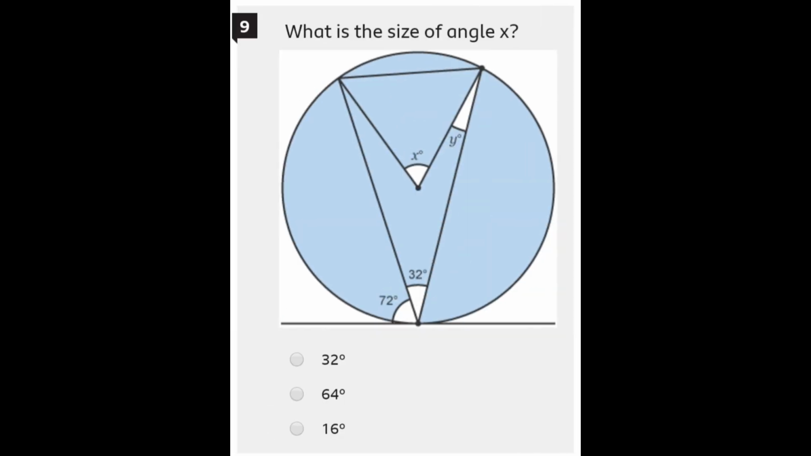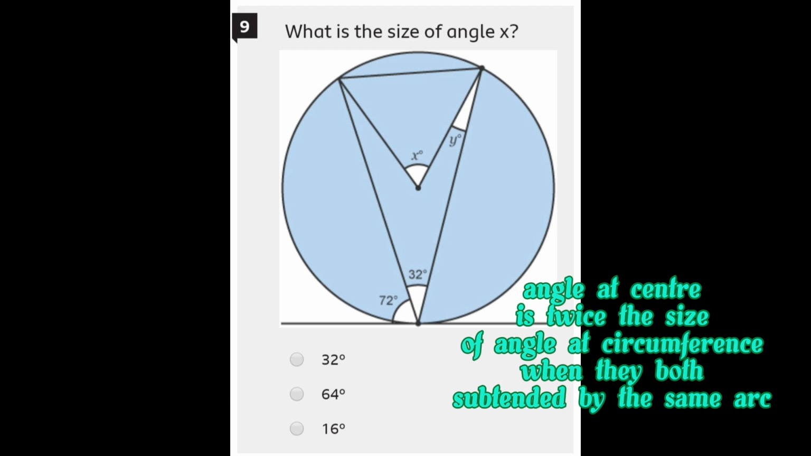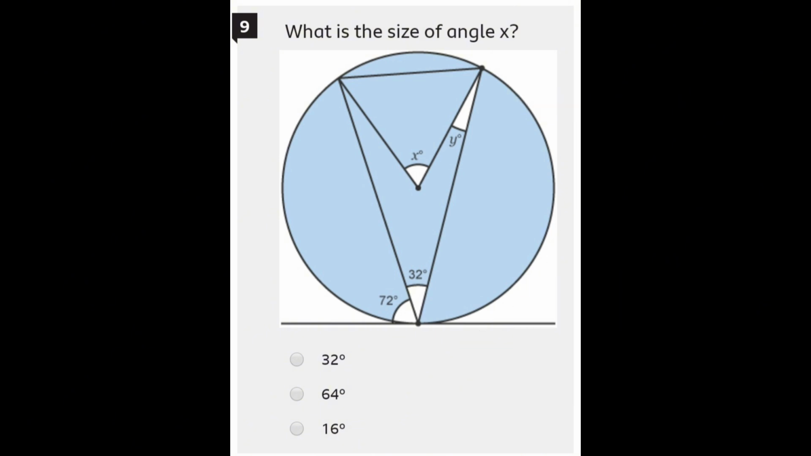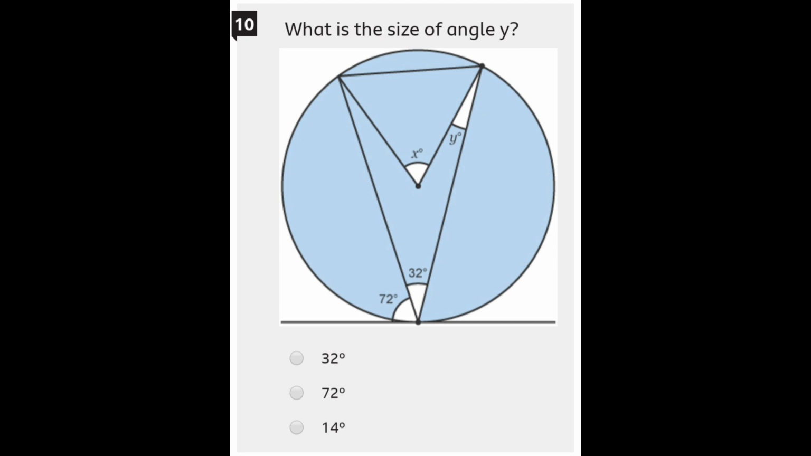How to find the size of angle X in this diagram? We will use the theorem rule that the angle at the center is twice the size of the angle at the circumference when both of them are subtended by the same arc. So the angle X is equal to 2 times 32 degrees. X is equal to 64 degrees.